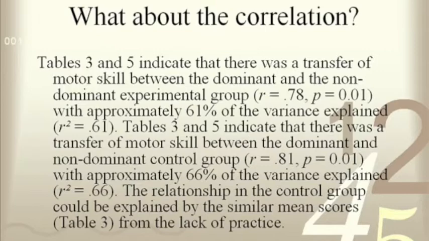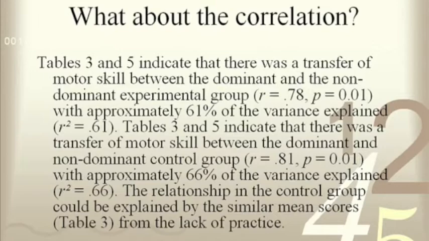R is the statistic, 0.78 with a p-value of 0.01, with approximately 61% of the variance explained, and there's the R2. Tables 3 and 5 indicate that there was a transfer of motor skill between the dominant and the non-dominant control group. R equal to 0.81 with a p-value equal to 0.01, with approximately 66% of the variance explained.